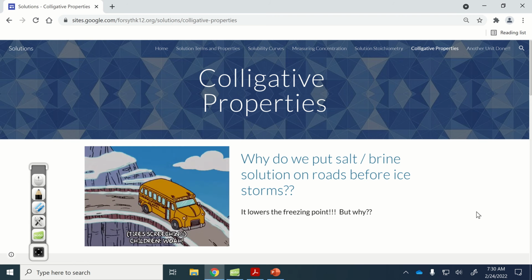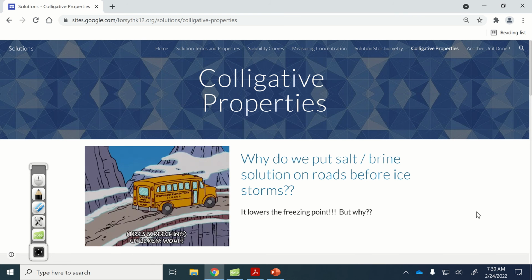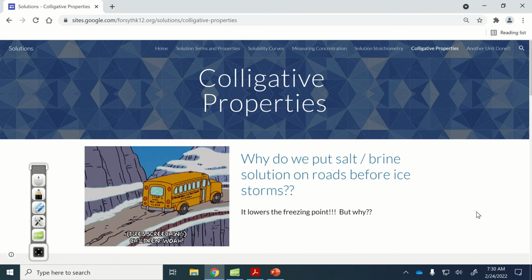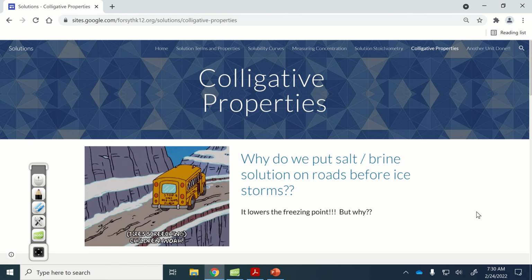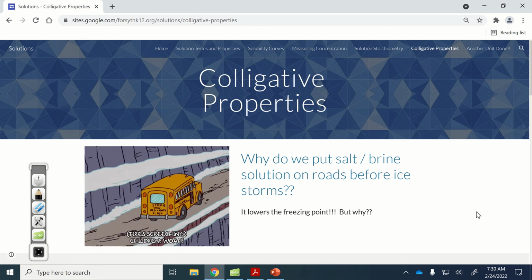Hi all, this is Mr. Yeager with chemistry, finishing up our unit on solutions by looking at this thing called colligative properties. So this is something specific to solutions. I'm going to start off with that question we see there.